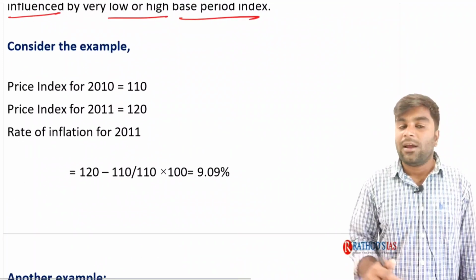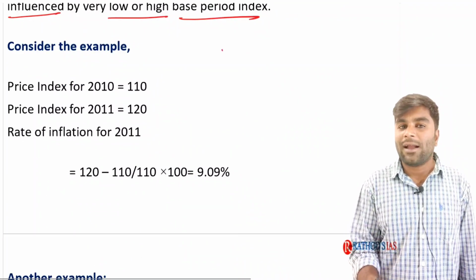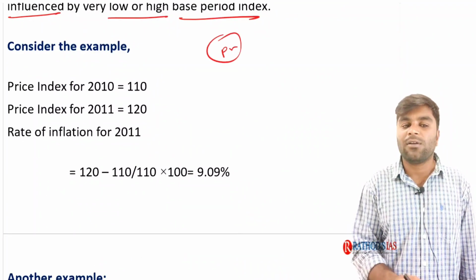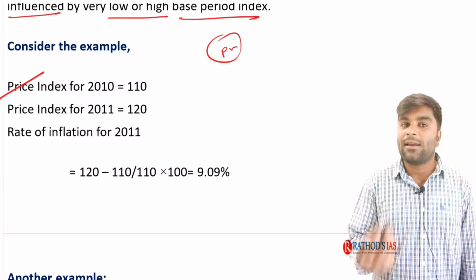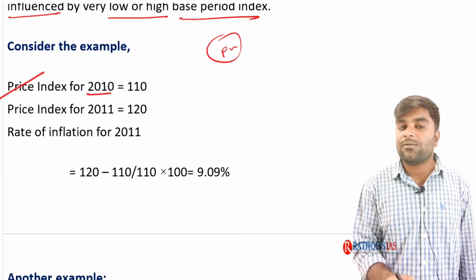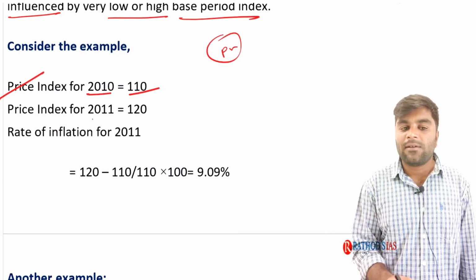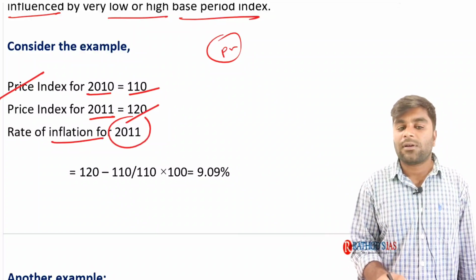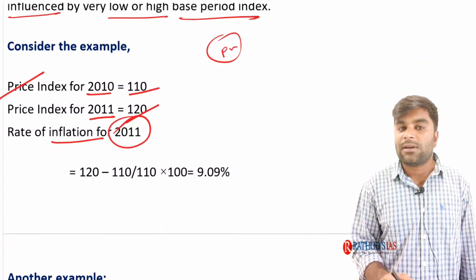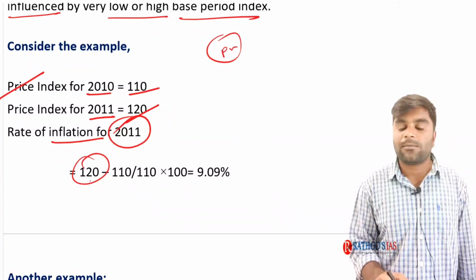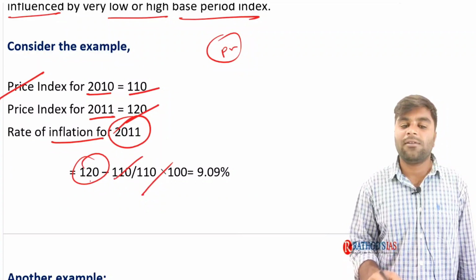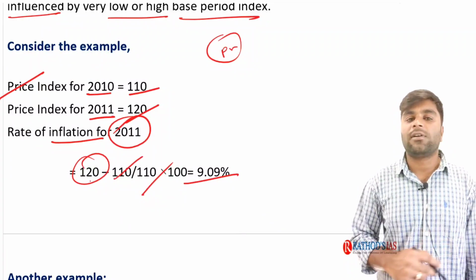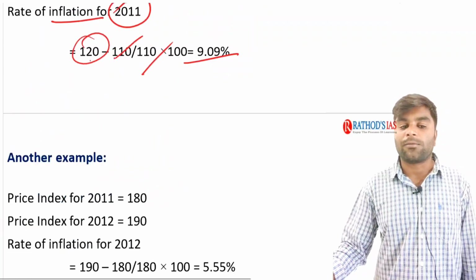See here, we need not take the prices of any particular good, we are just going for the price index. I hope you know how to calculate the price index. So the price index of the year 2010 is 110, the price index of the year 2011 is 120. It's an example. The rate of inflation for the year 2011 is the current year's price index minus the previous year's price index, divided by the previous year's price index, into 100. We got the inflation rate as around 9%.